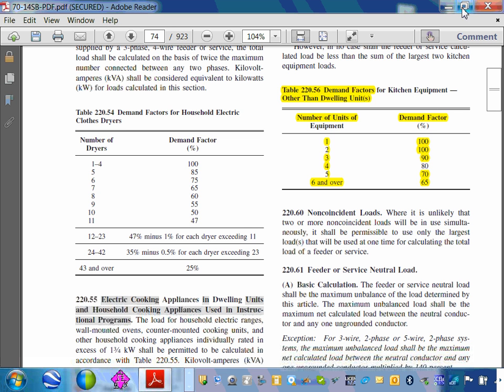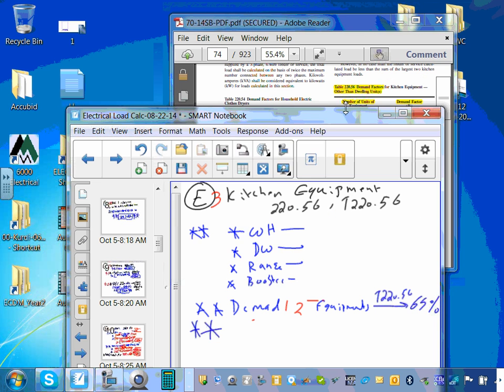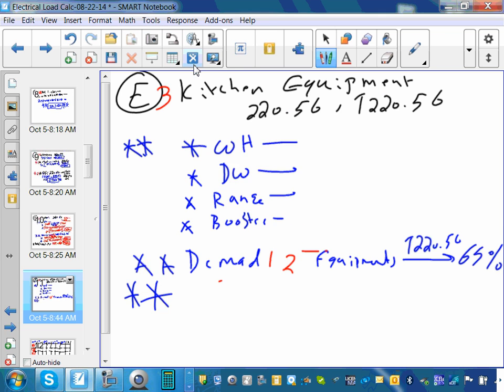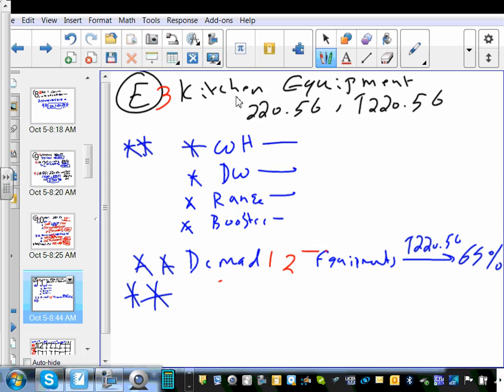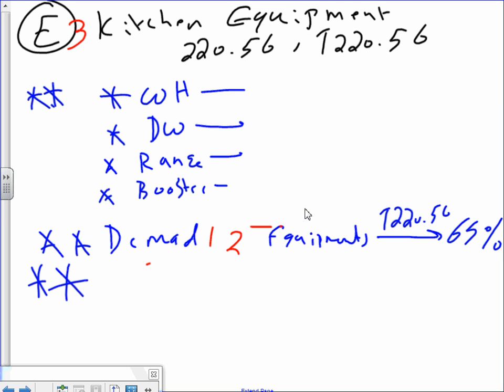Now let's minimize that. Okay, and I can't emphasize the importance of highlighting these tables, guys, because I don't think you have walked through these tables before, right? Most of them, other than the motors, probably. The motors are the only one that you did. So very important to highlight them, guys.